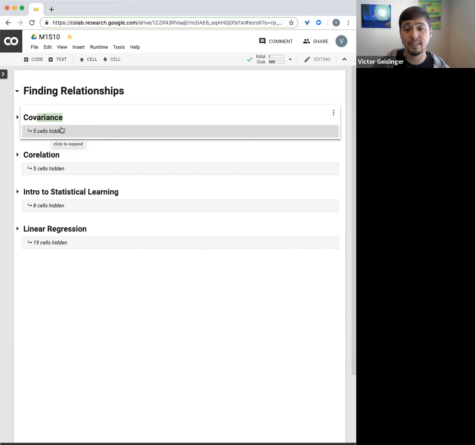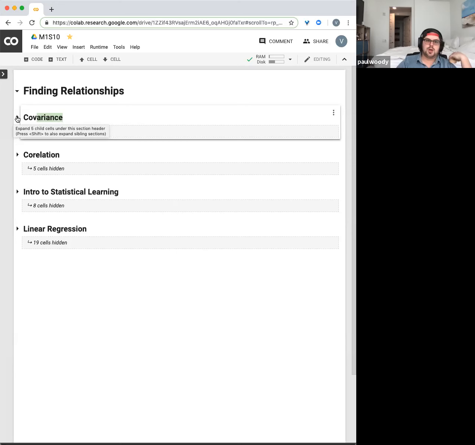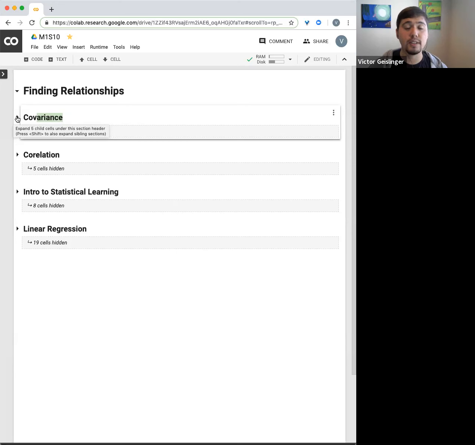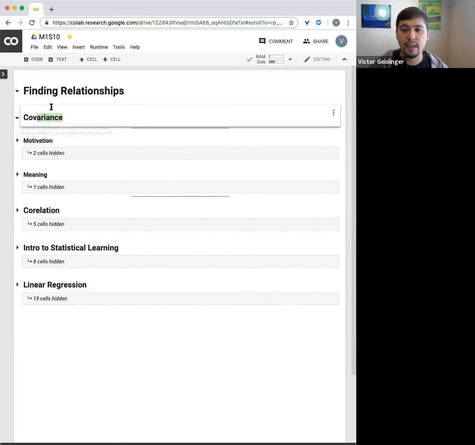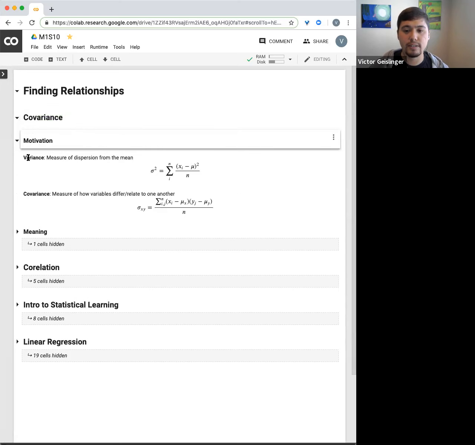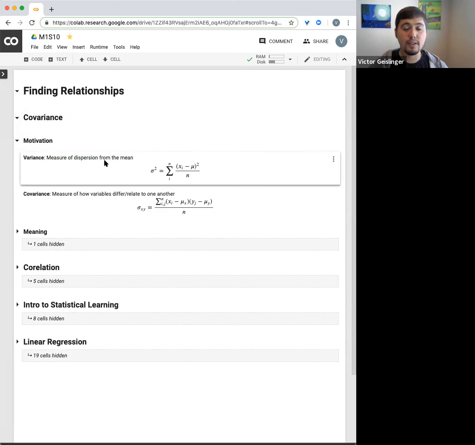Any volunteers? Just the distribution of your data. Good, right? Distribution, usually seen here as the spread, okay? And so really covariance comes from variance, and it's the measure of dispersion or distribution or spread, however you want to phrase it, specifically from the mean. And so standard deviation and variance basically come a lot from, what's it called?